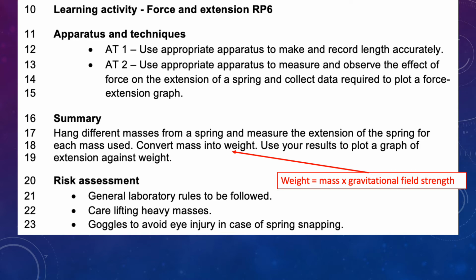All right. And this way, when you're adding on a mass of, say, 500 grams, 1 kilogram, 1.5 kilograms, 2 kilograms, you can change that into a force to then use in the equation that we're going to use later on. And from there, once we get all the data, we should be able to plot a graph that has extension on one axis and the weight on the other. Okay.